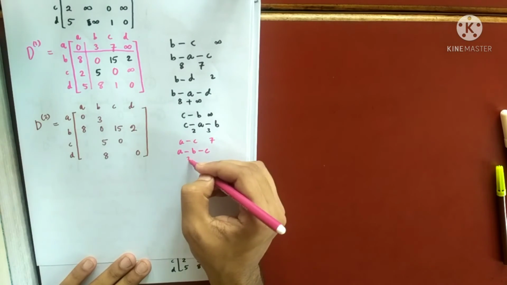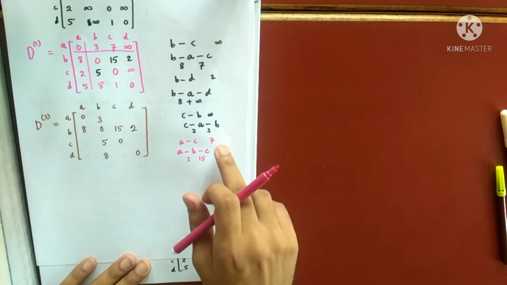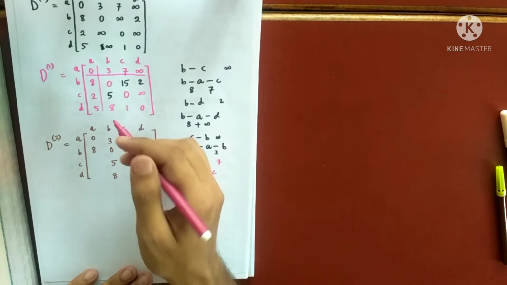It's 3. And B to C is how much? It's 15. So 15 plus 3 is 18. 18 is bigger than 7. No need to replace. So 7 will be copied.